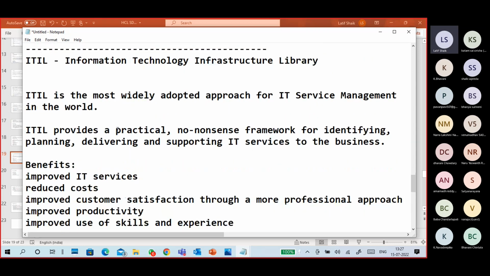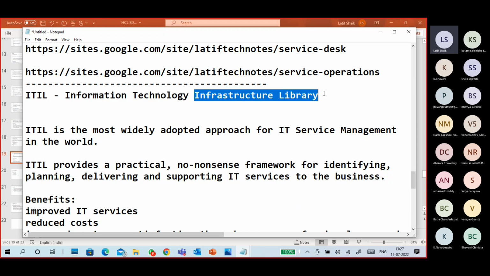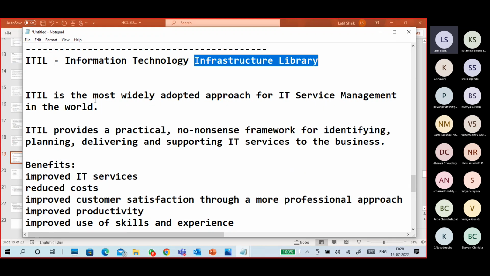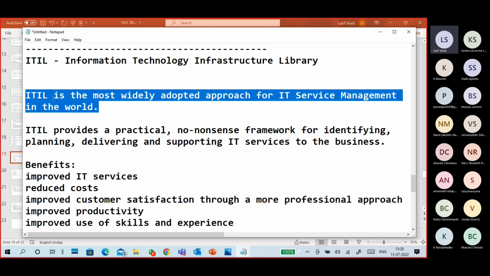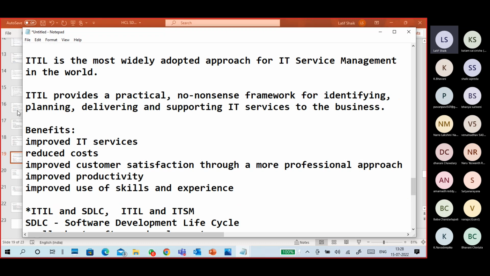Okay. So again, guys, what is ITIL? ITIL is the Information Technology Infrastructure Library. ITIL is the most widely adopted approach for IT service management in the world. So it is the most popular. That is a secondary line, guys. Don't give more importance to it. First importance is the abbreviation: Information Technology Infrastructure Library.